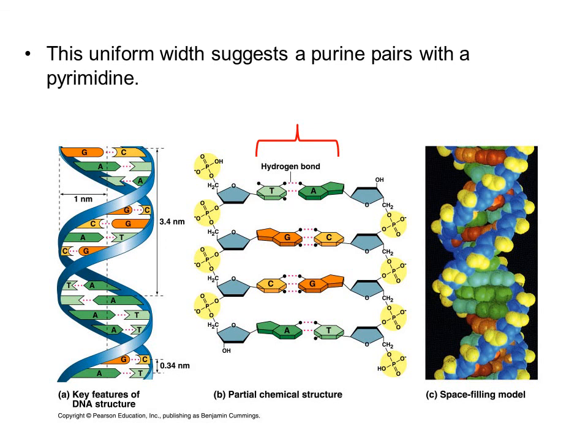This uniform width suggests that a purine will pair with a pyrimidine. This further confirms the Chargaff rule.